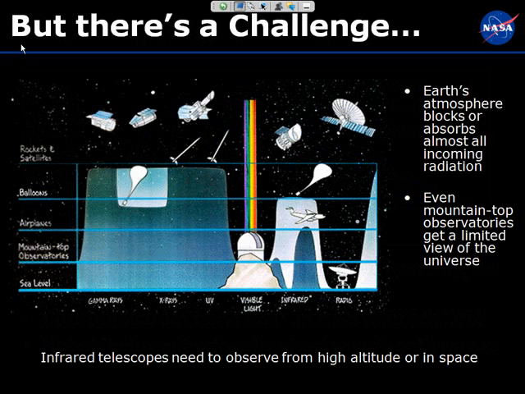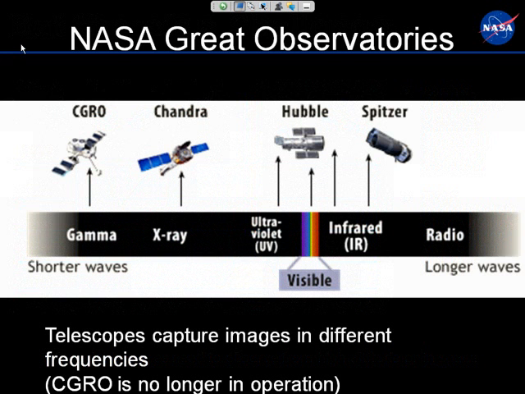So maybe that's why we evolved, to be able to see the visible light. And we've got that little bit of ultraviolet here and infrared down there. And so we put satellites up in space, and we fly airplanes above 99% of our atmosphere. Here's NASA's great observatories to address those issues. Radio waves, that's where we're going to talk to aliens.